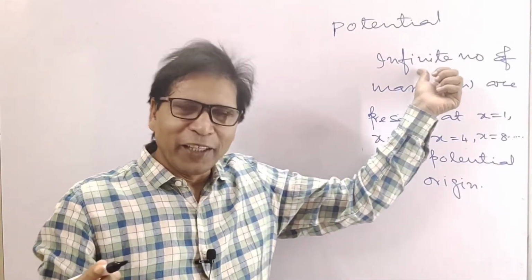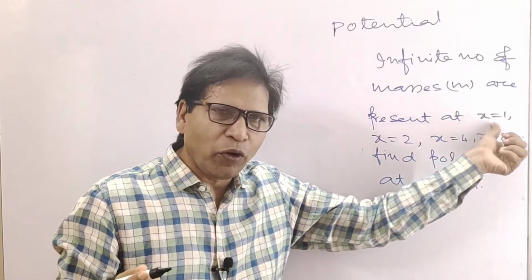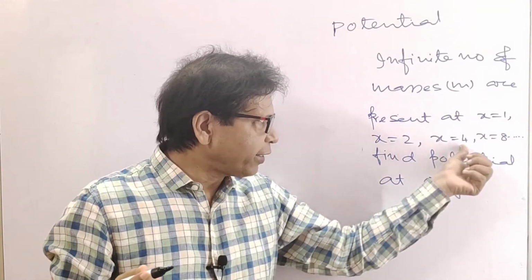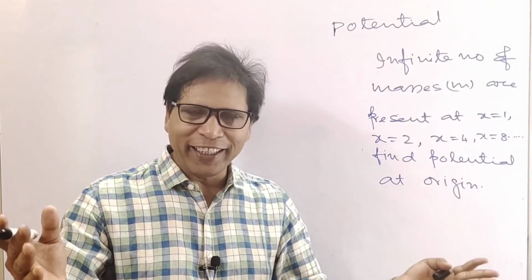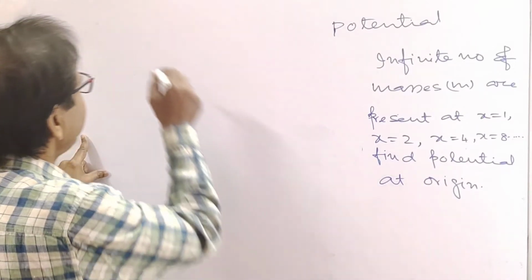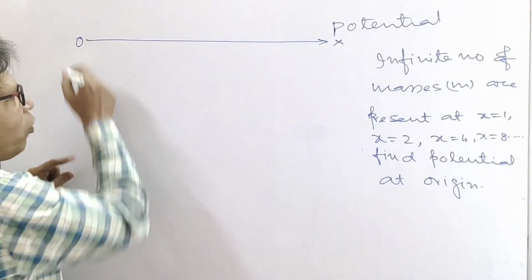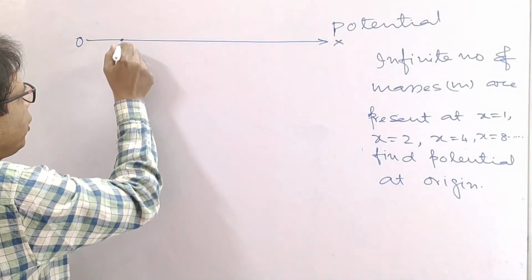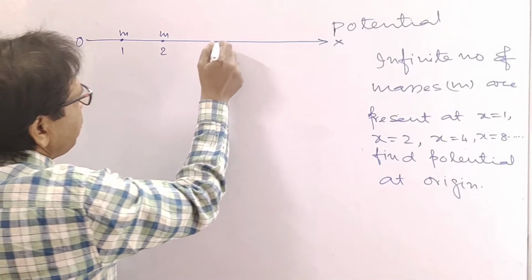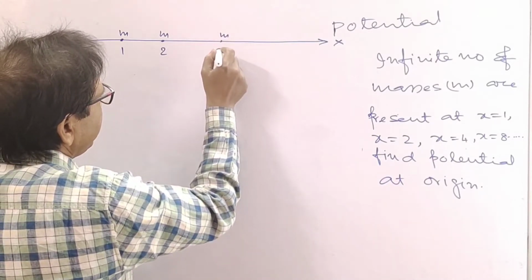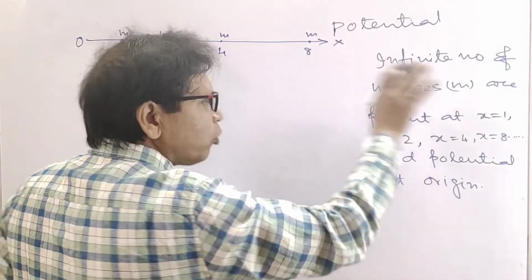Now the numerical. Infinite number of masses m are present at x equals 1, x equals 2, x equals 4, x equals 8, and so on. We have to calculate the potential at the origin. Suppose this is the x-axis and this is the origin O. Here mass m is placed at 1, here mass m is placed at this point, and here at this point, and so on.